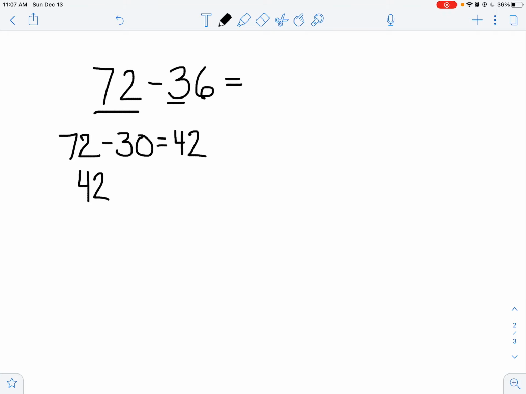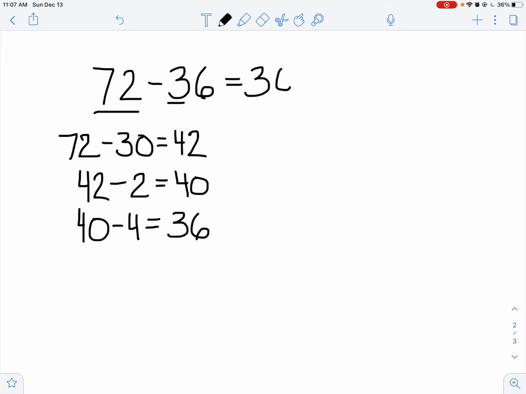Well, taking away 6, I can either do it all in one, or I can break that 6 up and I can say I'll take away 2 first to get to 40. And since I've already taken away 2, I need 4 more to take away. So I can do 40 minus 4 to equal 36. And therefore, my answer is 36.